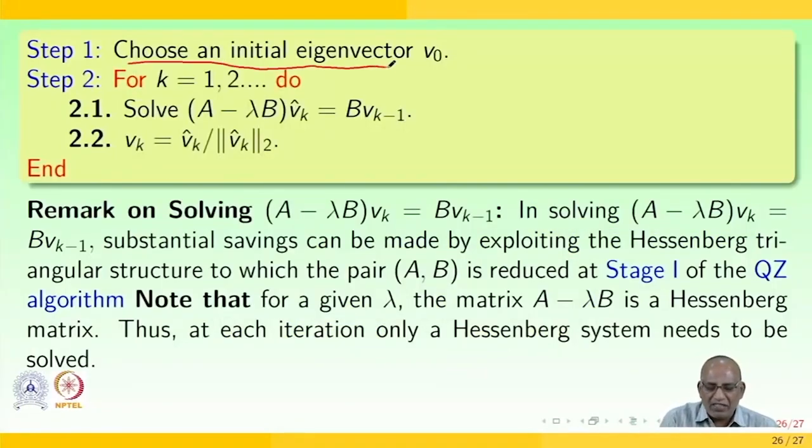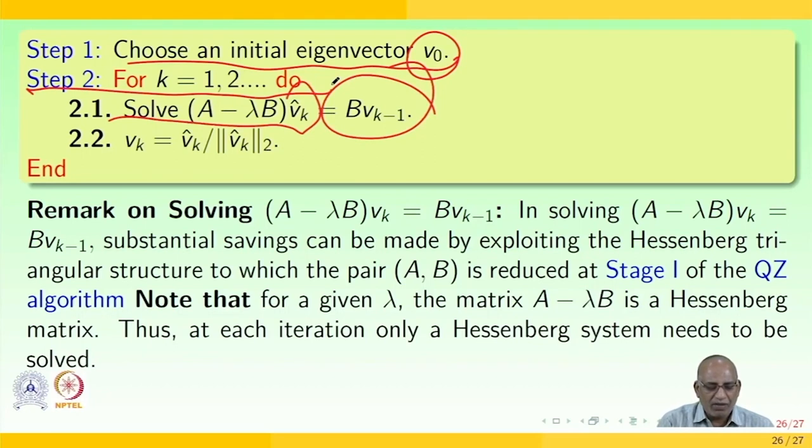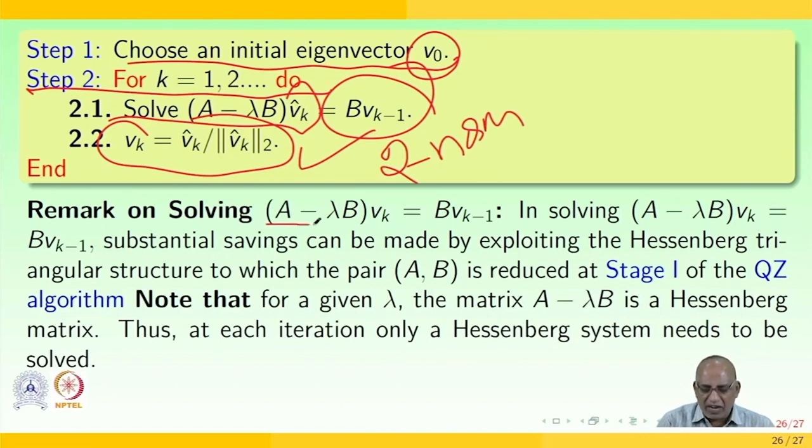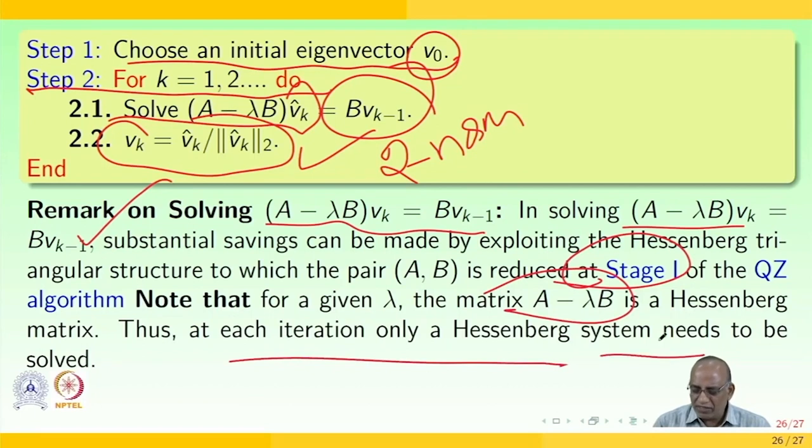Choose an initial vector v0. Step 2: for k equal to 1, 2, and so on, solve (A minus lambda B) v_k hat equal to B v_(k-1), and v_k is equal to v_k hat upon the 2-norm of v_k hat. A remark on solving this equation: substantial savings can be made by exploiting the Hessenberg-triangular structure, which we see in stage 1 of the just concluded algorithm. Note that for a given value of lambda, the matrix A minus lambda B is a Hessenberg matrix. Thus, at each iteration only a Hessenberg system needs to be solved. So that is the special advantage of this method.